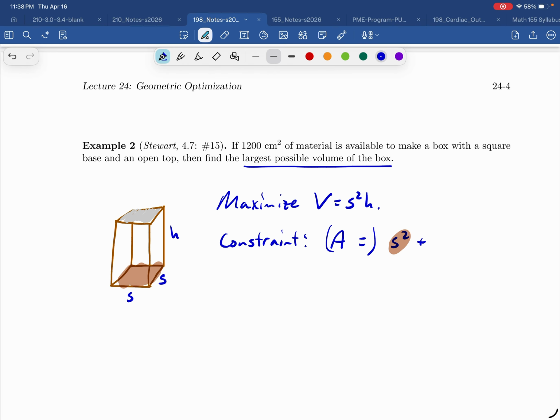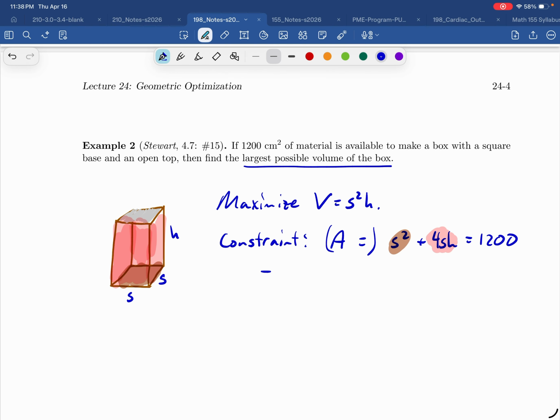Plus, and let's see what we've got. 1, this right side here, 2, the back side, 3, the left side, and 4, this front side, right? And the area of each of those sides is SH, and there are 4 of them, so we have S squared plus 4SH. And that equals 1200, okay?